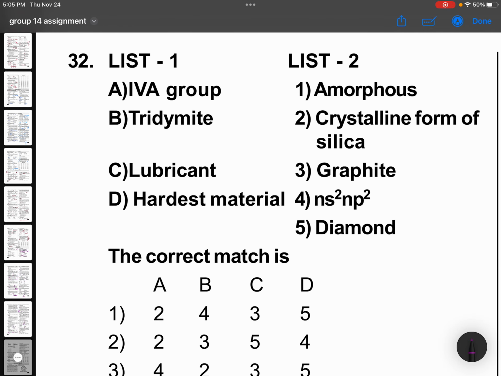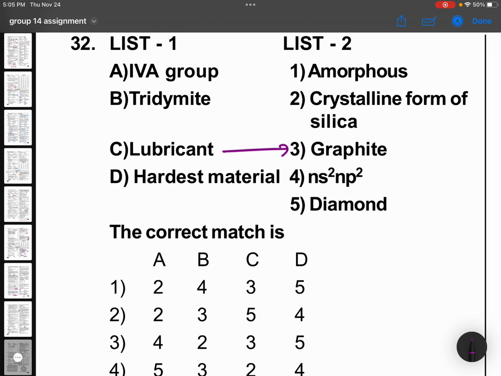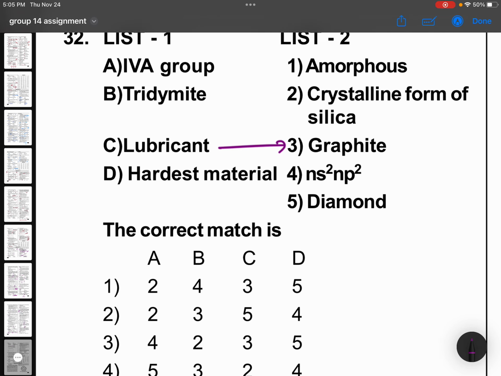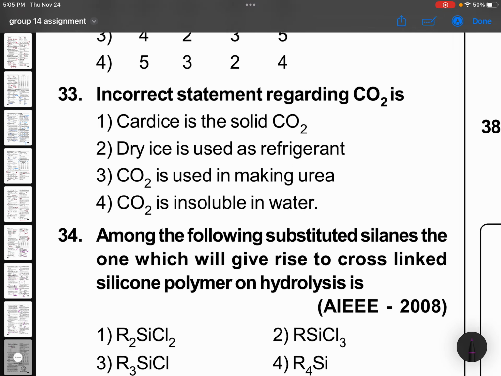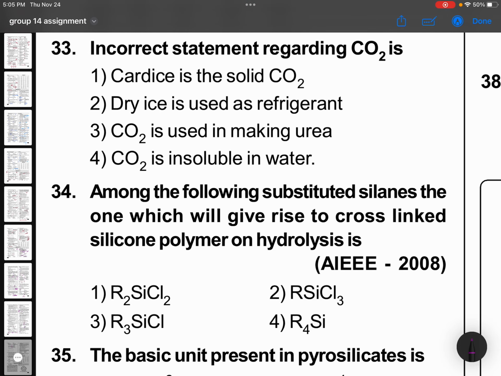Group 14 elements: tridymite, lubricant, hardest material. Lubricant is graphite. C must be 3. So two options are there. For group 14 elements, you can take ns2 np2 electronic configuration like this. Tridymite is one of the crystalline forms of silica. Hardest material is diamond. Simple. Incorrect statement regarding CO2: CO2 is insoluble in water. It is soluble to give H2CO3, a weak acid.